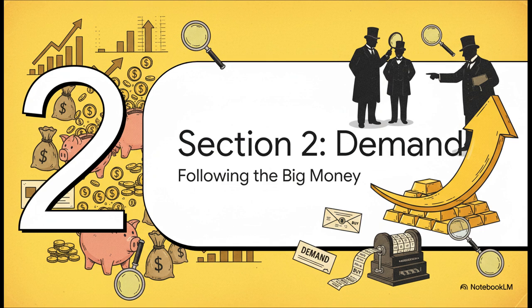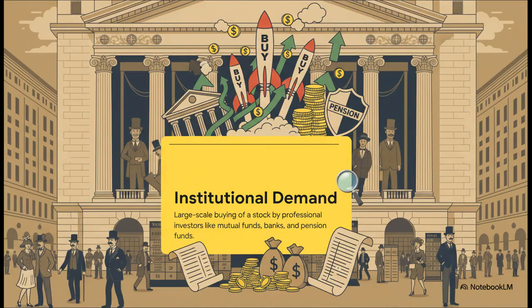And not just any demand. We're talking about following the big money. We are on the hunt for what's called institutional demand. These are the giants, the whales of the market. Mutual funds, pension funds, huge banks. They have billions and billions of dollars to manage. When they decide they like a stock, they don't just dip a toe in. They buy hundreds of thousands, if not millions, of shares. Their buying is the rocket fuel that launches the biggest market leaders.